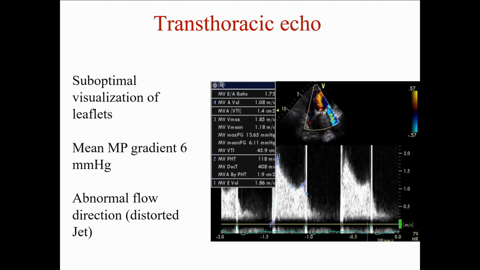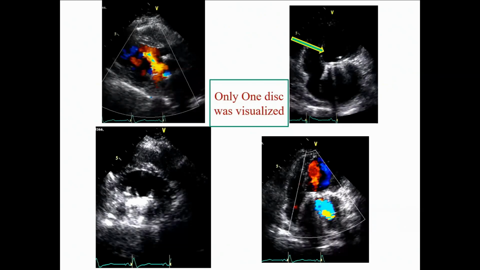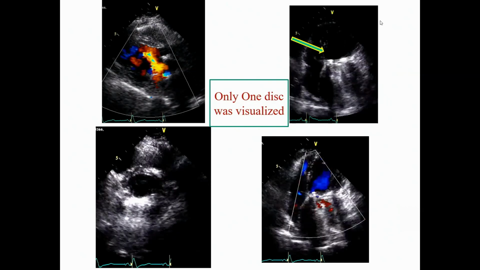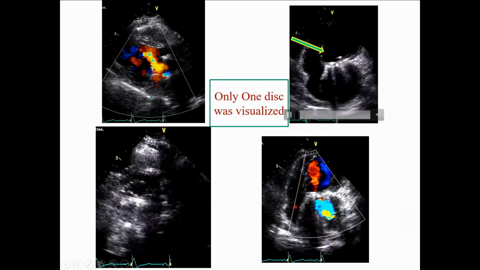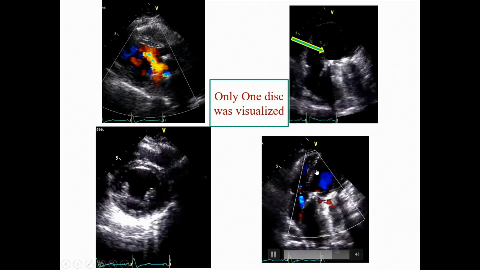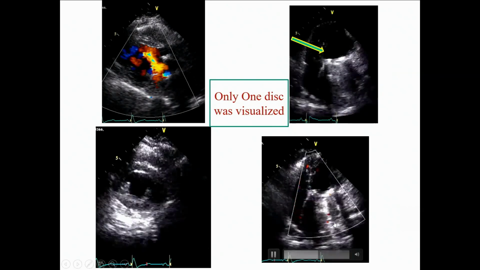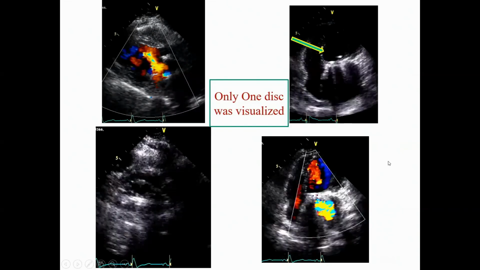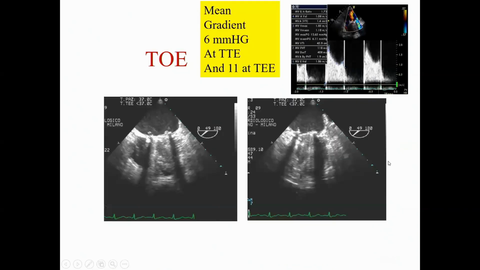This is the Doppler with a mean greater than 6. If you see, you may observe that we noted only one disk, and even the gradient is normal. You may observe this very distorted jet. We immediately perform a TOE.